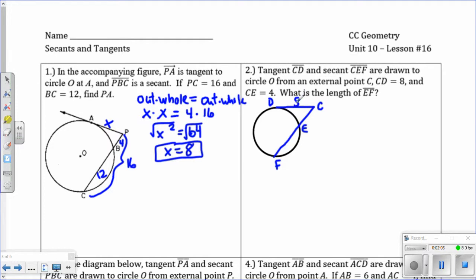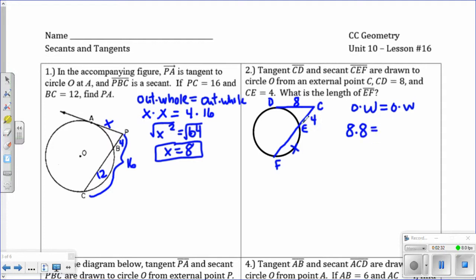CD equals 8. CE equals 4. What is the length of EF? I don't know, so that's the x. So we're going to use the same rule as before. I'm just going to use the first letter, though. It's easier for me to write. This is what I do in my worksheets anyways. So outside times whole equals outside times whole. For the tangent, the part that's outside of the circle is 8, and the whole entire tangent is also 8. Remember, you're going to have the same thing twice.